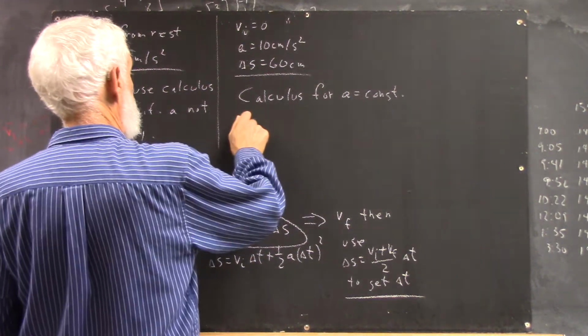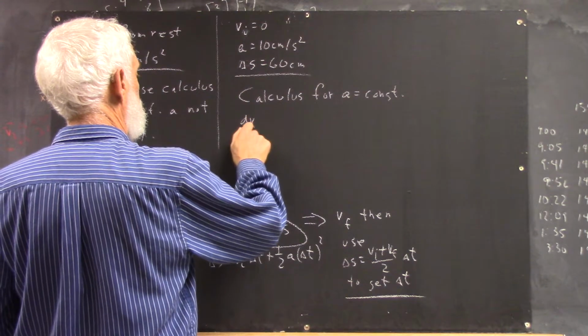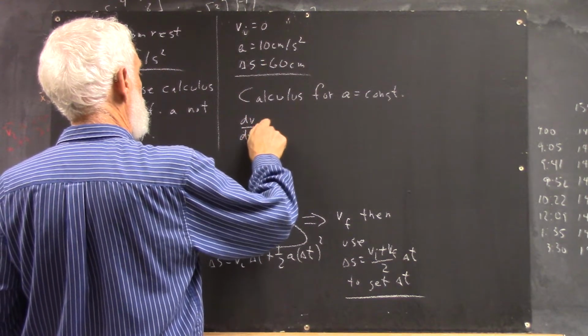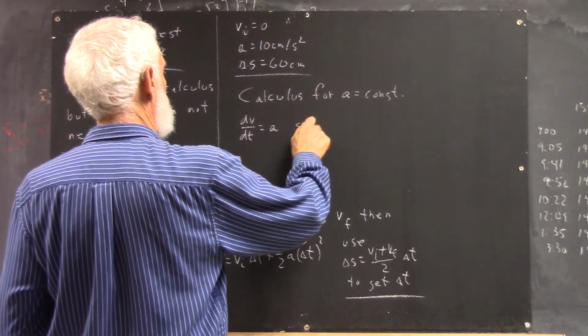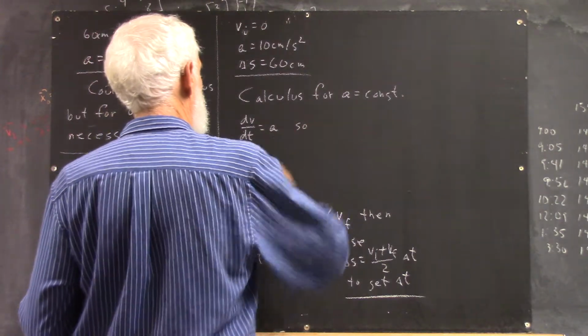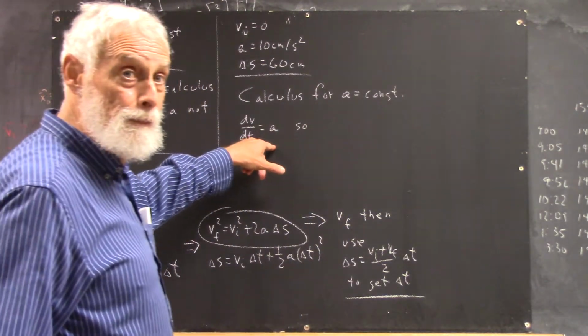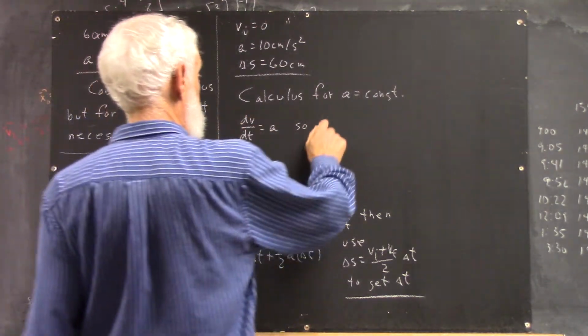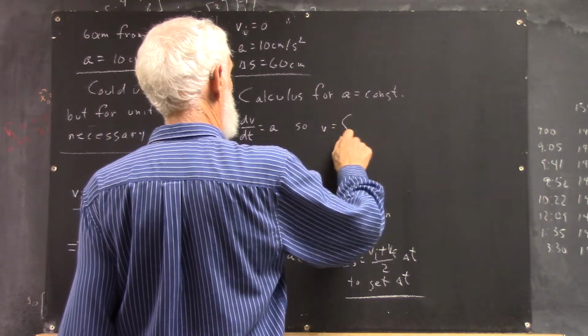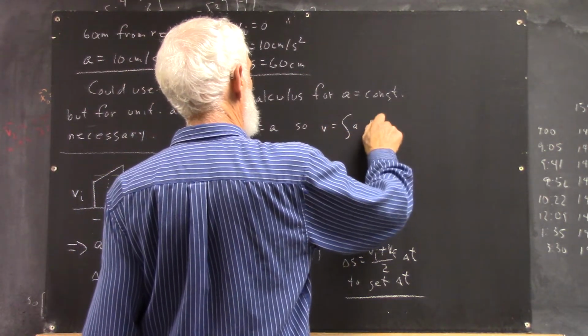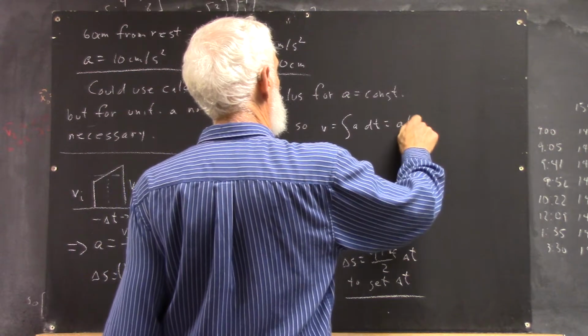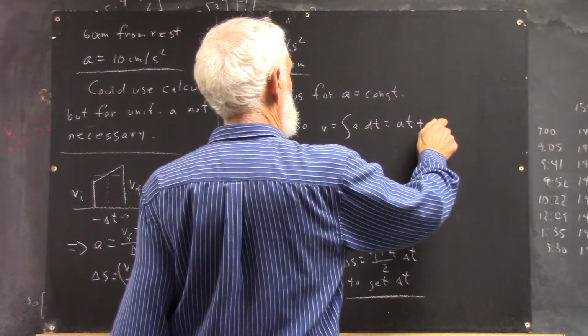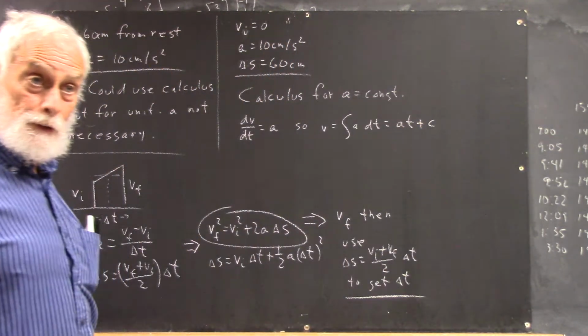And dv dt equals A, which means then that V is your general antiderivative of A with respect to t, which is AT plus some constant. Okay?